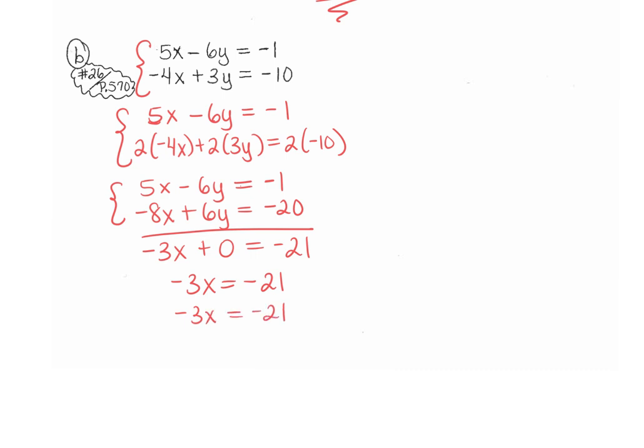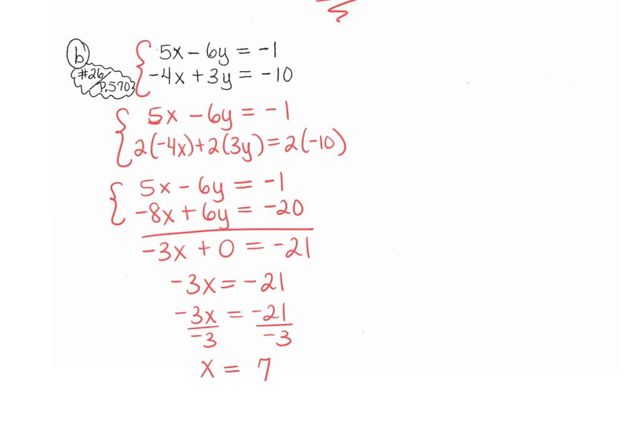To get x equals? -7 or 7? I heard both. 7, because we have a negative over a negative makes it a positive. So we get x equals 7. Are we done? No, you gotta plug it in. We got to plug it in to find y. Does it matter whether you use equation 1 or 2?